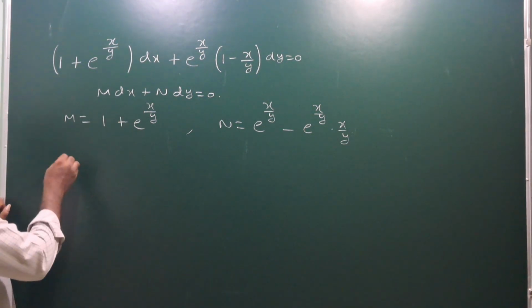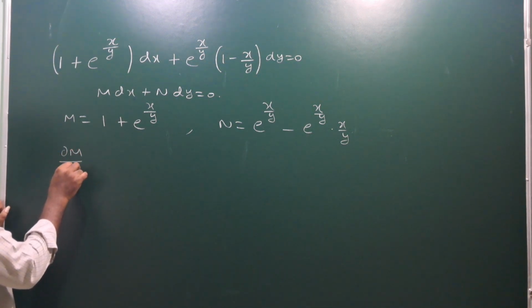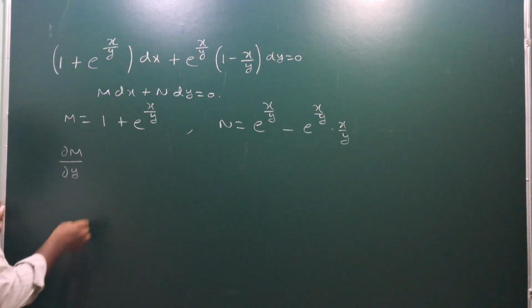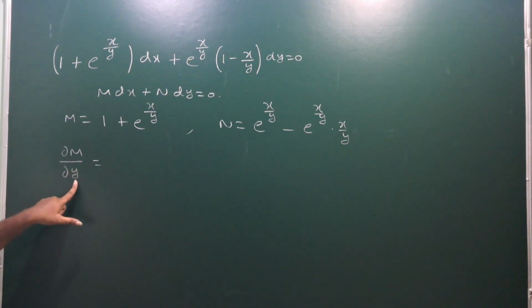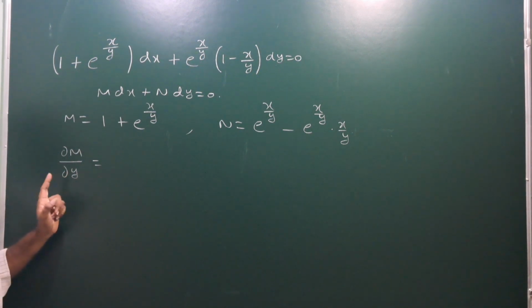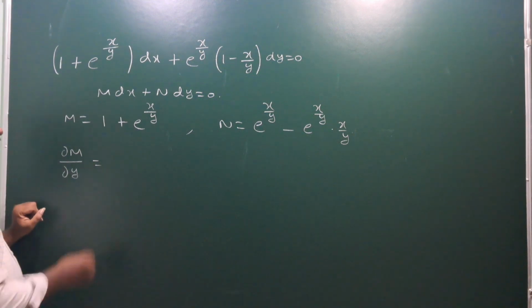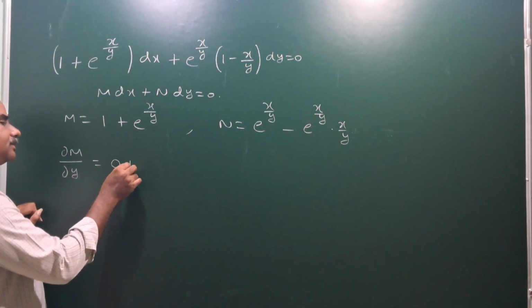For that we have to find the values of ∂M/∂y and ∂N/∂x. So ∂M/∂y means we have to differentiate the function M with respect to y partially. Since it is a partial derivative, we differentiate this function with respect to y. With respect to y, 1 is constant, so its derivative is 0.